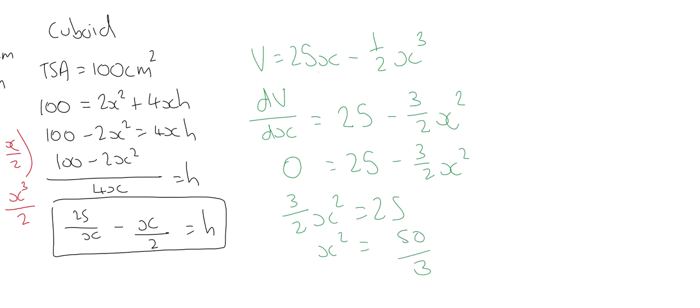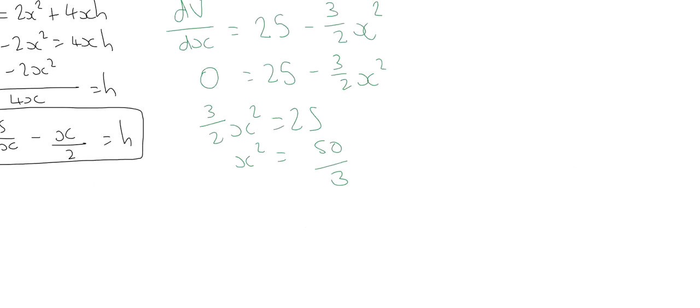Okay, so we've got 50 over 3. So what do I do now? Good, square root it. Do I take positive and negative? Why not? Because you can't have negative distance. In terms of practicalities, because this is a 3D spatial question, negative distance makes no sense, so I'm just going to stick with positives.